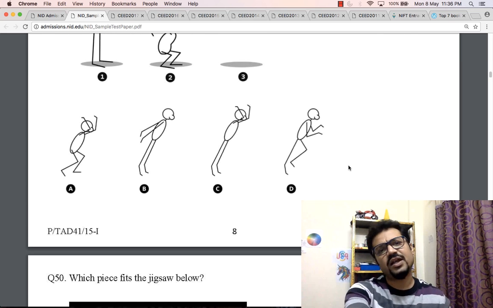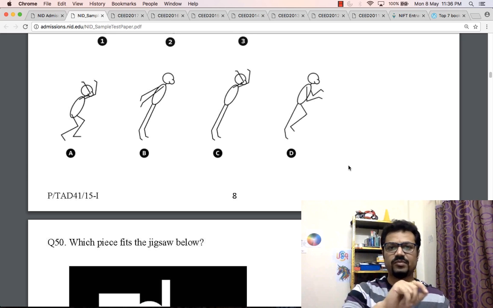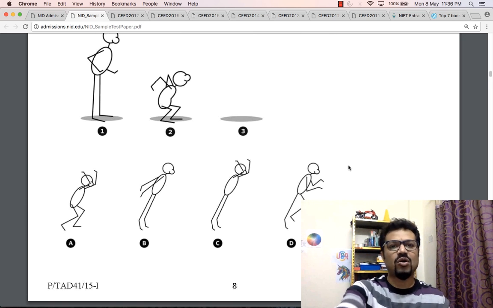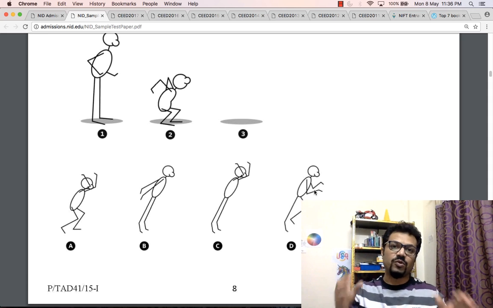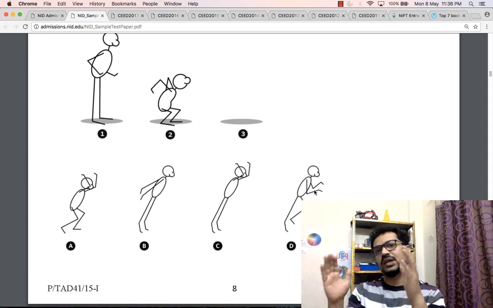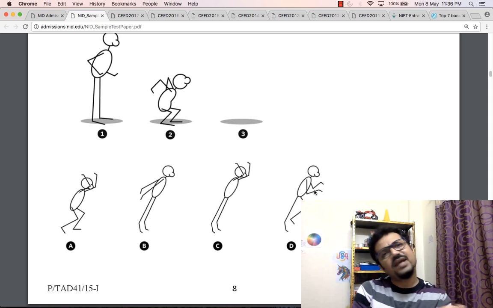Or if you see these kinds of questions, a person's body motion is drawn in different positions. Now you have to draw one intermediate position in this flow. So if you have observed how a kid jumps in a playground, you can easily sketch out this figure.